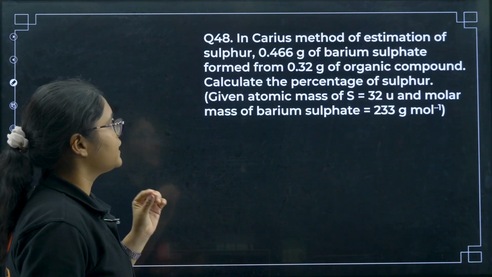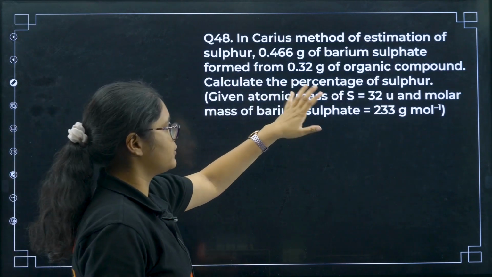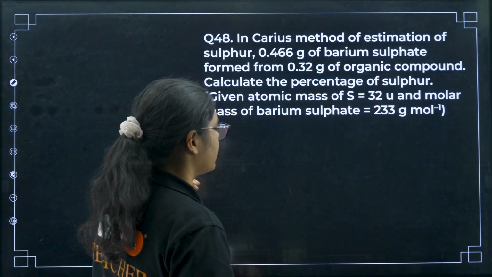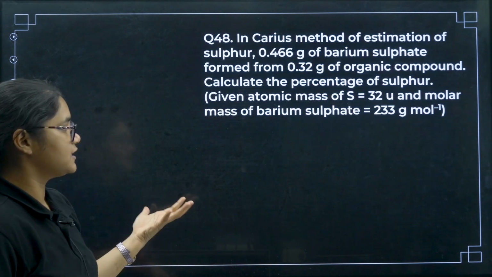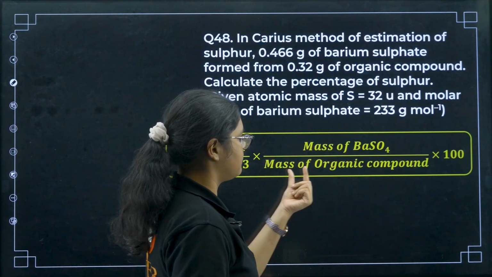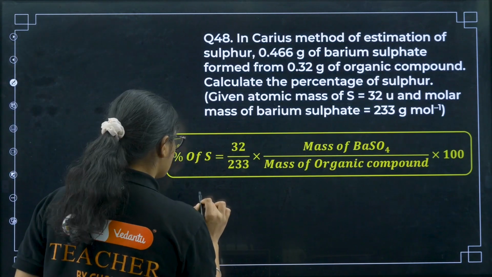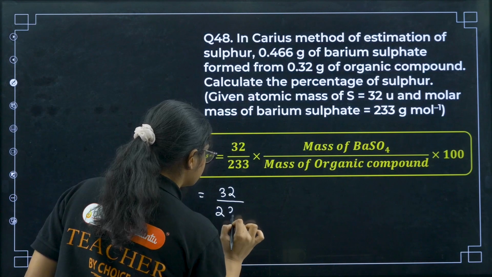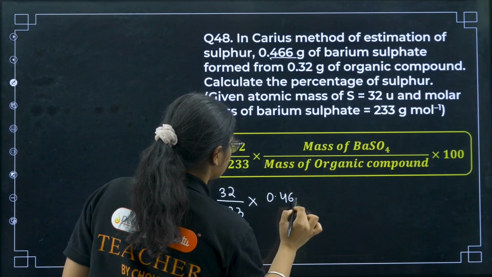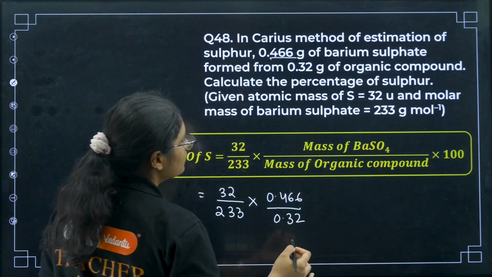Next, the last question. In Carius method of estimation of sulfur, 0.466 gram of barium sulfate was formed from 0.32 gram of organic compound. Calculate the percentage of sulfur. Molar masses are given. Okay, so what is our formula to calculate the percentage of sulfur using Carius method? It is 32 by 233 into mass of the barium sulfate by mass of organic compound into 100. If I substitute the values, I will get 32 by 233 into, what is the mass of barium sulfate? 0.466. What is the mass of organic compound? 0.32. Okay, into 100.